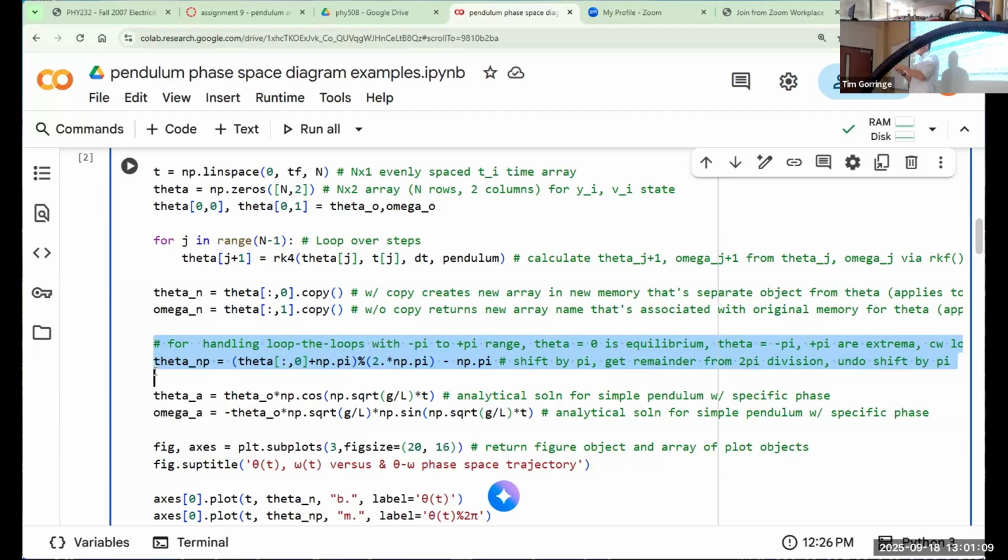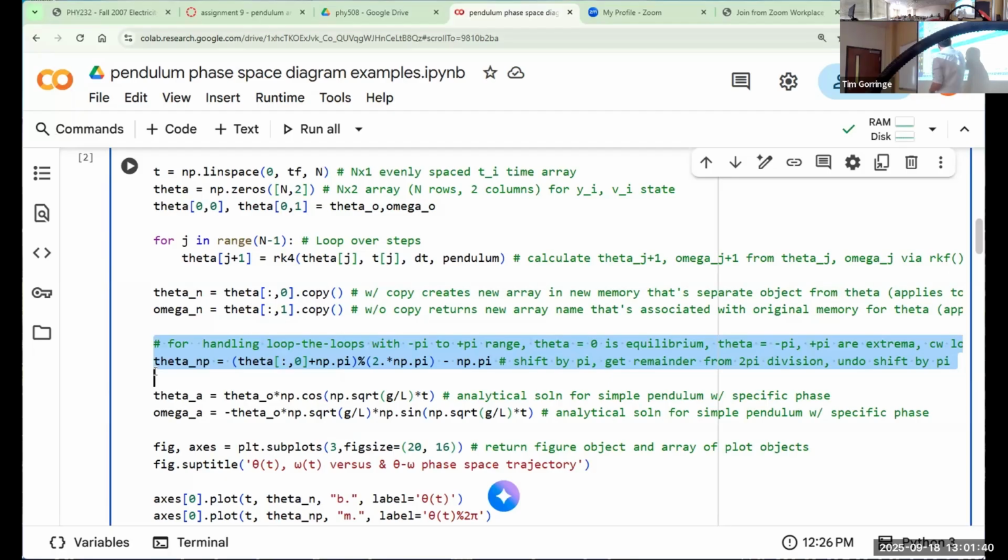So I've made a new variable that is just the theta coordinate divided by 2 pi and the remainder of that division. I did that so I have a coordinate for theta between minus pi and pi, where 0 is the equilibrium position, and minus pi and plus pi are the extremes of the motion.